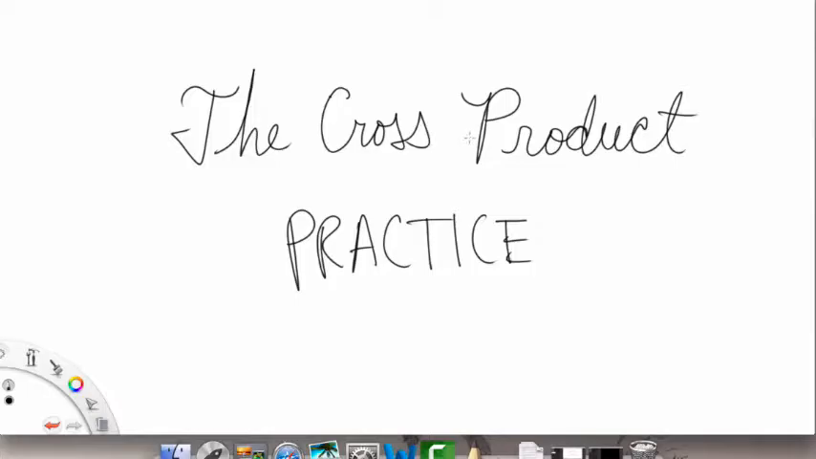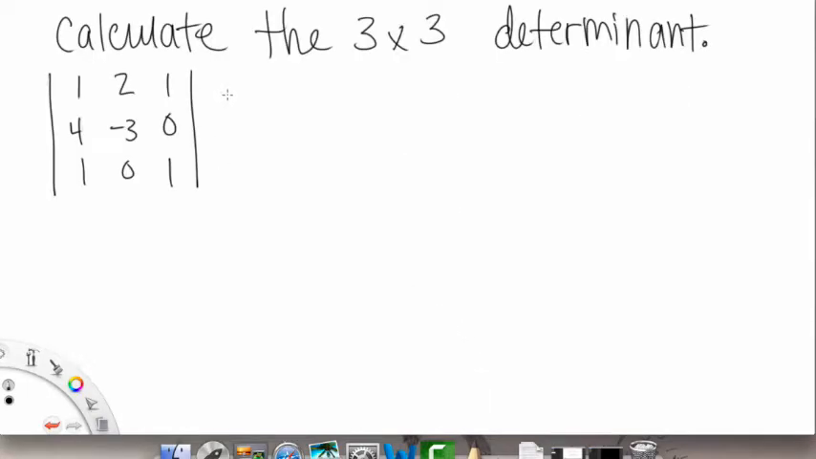To the practice problems video on the cross product. Alright, so this first question is asking us to calculate the 3 by 3 determinant. So this is just a basic computation. We're just going to practice working through how to compute the determinant.